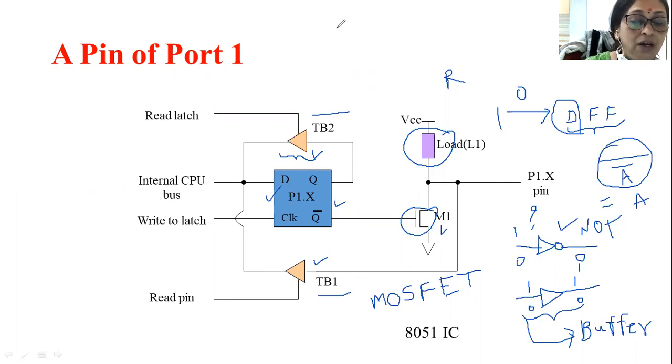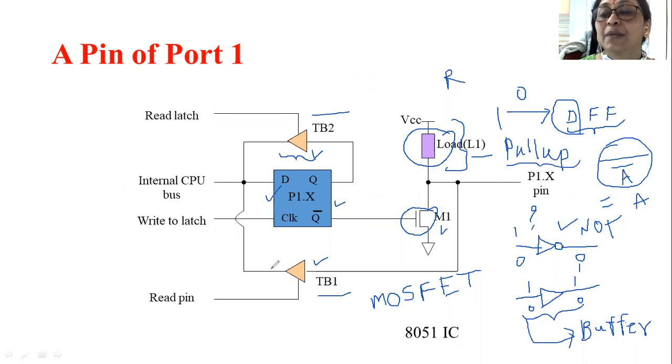Along with the MOS, there is a load or a resistor, and this resistor is called a pull-up resistor. I have explained the functioning of the pull-up resistor to you. What is the meaning of the pull-up resistor? Always it will pull up a value of logic 1.